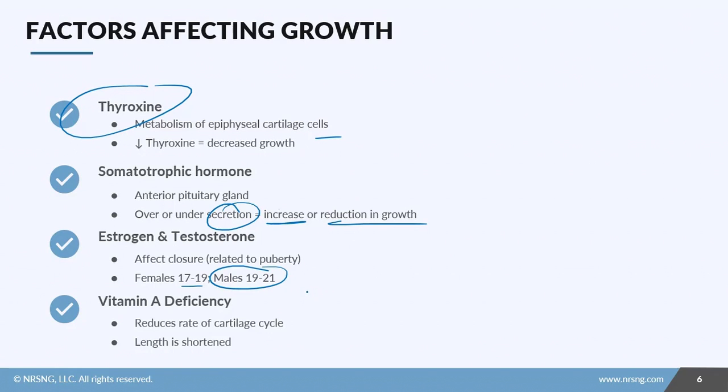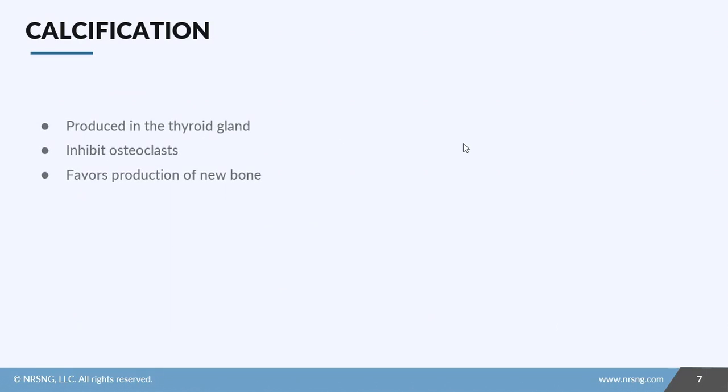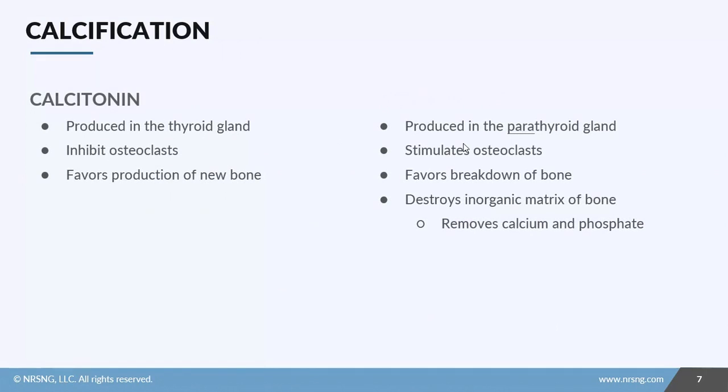bone growth. The other thing you want to think about is vitamin A deficiency. This reduces the rate of the cartilage cycle, which means that if you have a vitamin A deficiency, you're going to have a decreased length of bone. So what kind of things affect calcification of the bone?